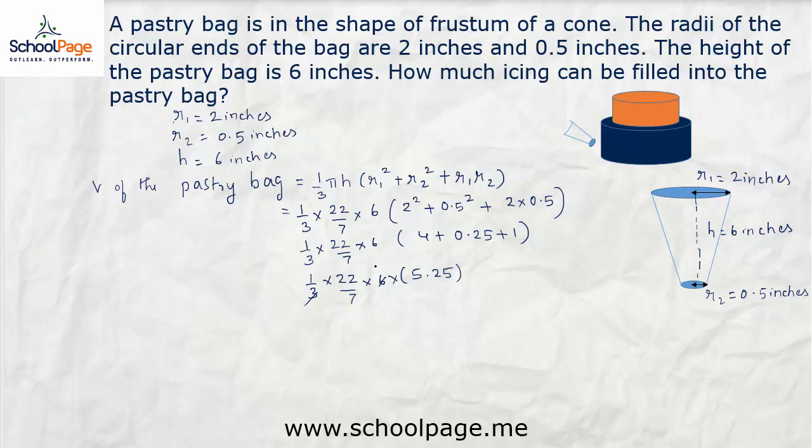Now simplifying this, we get 22 into 2 into 0.75. If we multiply this, we will get the volume of the pastry bag. Another way of doing this is we can write 0.75 as 3 by 4. So we get 22 into 2 into 3 by 4. We can simplify this further and get the answer as 33 cubic inches. So the icing to be filled in the pastry bag is 33 cubic inches.